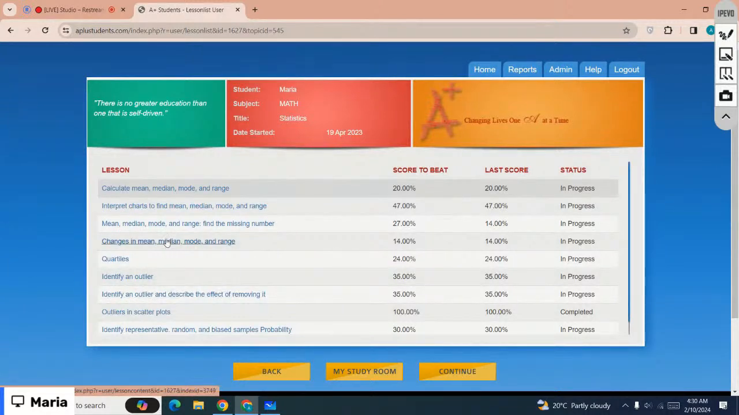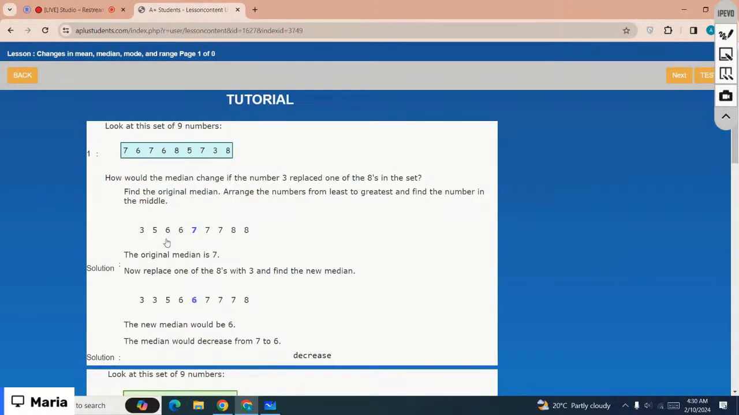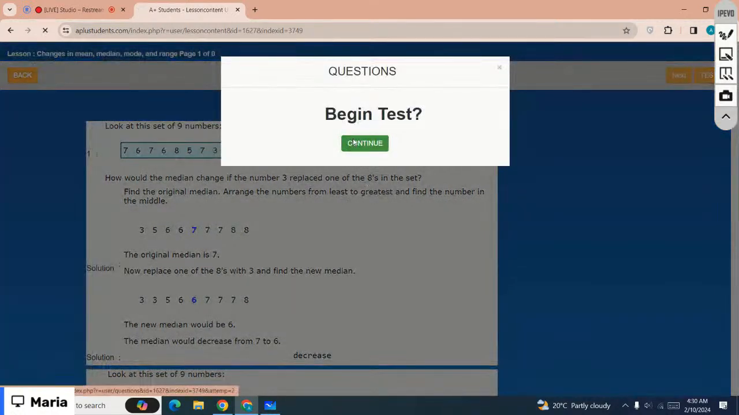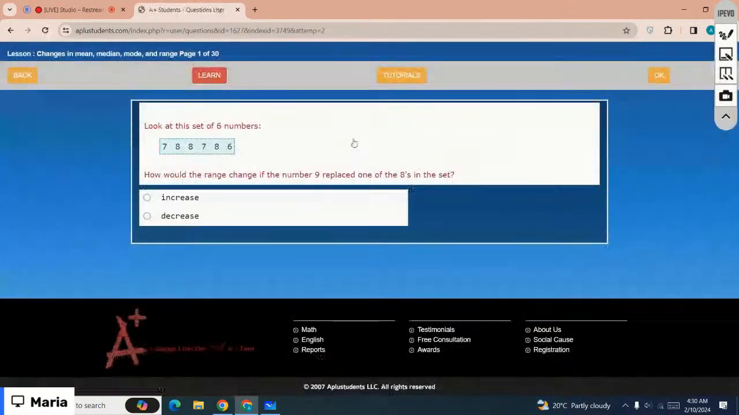Let's start with the lesson. Let's start with the test questions. Look at the set of 6 numbers. How would the range change if the number 9 replaced one of the 8s in the set? You are given the numbers 7, 8, 8, 7, 8, 6, right? The range of the data is the greatest minus the least number. 8 minus 6, that is 2, right?